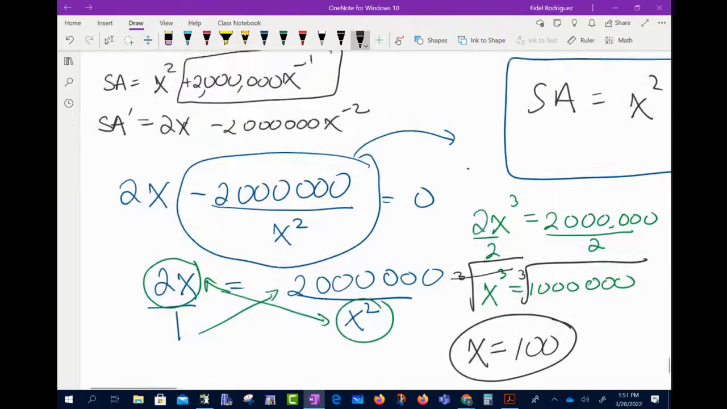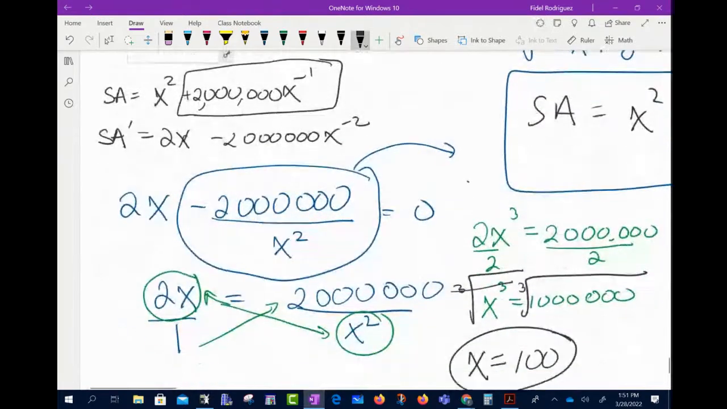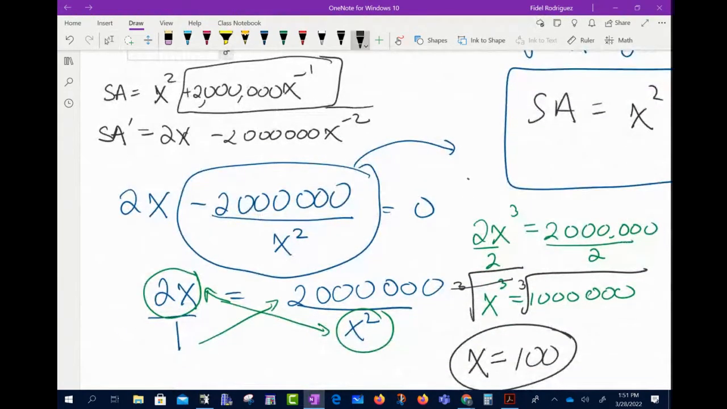Okay. Y'all, I'm going to scroll back up to the top of the problem, and it says, look, find when the derivative is equal to 0. Hey, we found it being equal to 100. Okay, now it says we have to make sure that this value of x gives us a minimum value for the surface area. Let's use the second derivative test. So now we want to find the second derivative. Okay, look, y'all, right here is my first derivative. I'm going to copy this down, and then we're going to find the second derivative, okay?